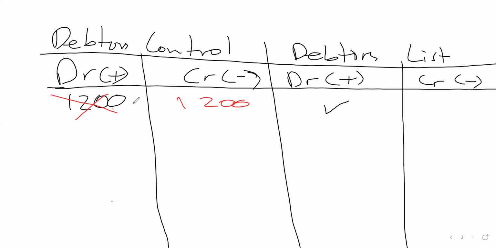What have we just done? We have corrected the error. That's the first thing we've done. But remember, this has to do with the debtors allowance journal. It is supposed to be reducing the debtors control.